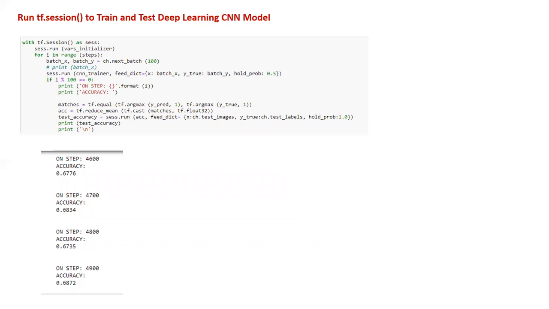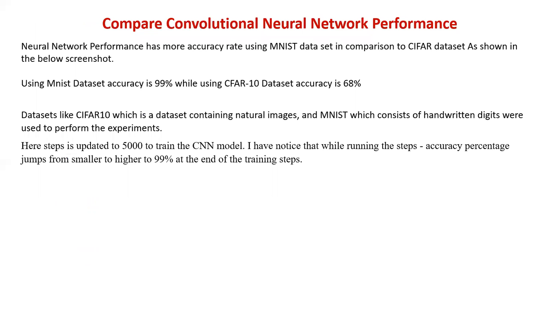So I have compared it using the CIFAR 10 and MNIST datasets. In the PowerPoint slide which I am currently presenting, that is for the CIFAR dataset. So here the accuracy is coming as 68%. Compare the performance, compare the convolutional neural network performance.